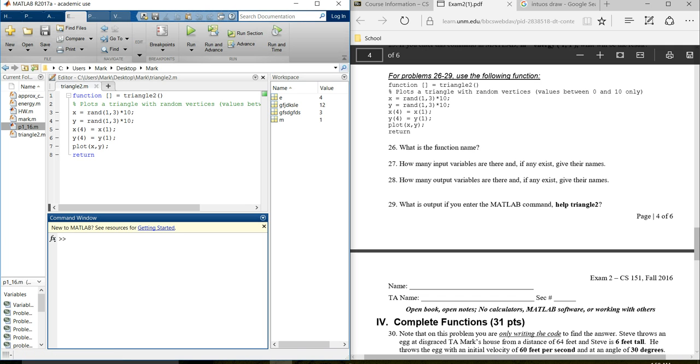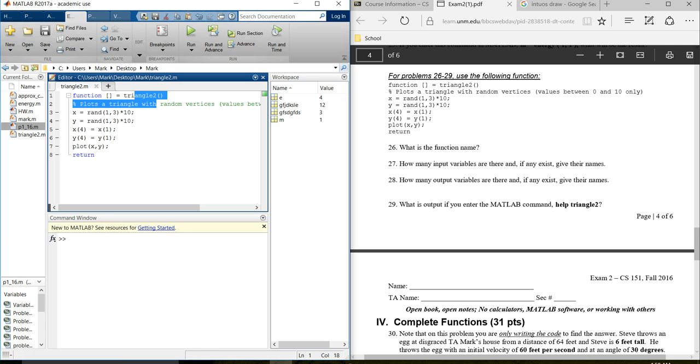What is the function's name? The function name is triangle 2. That's what we named it. How many input variables are there? If any exist, give their names. There are no input variables. How many output variables are there? If any exist, give their names. There are no output variables.